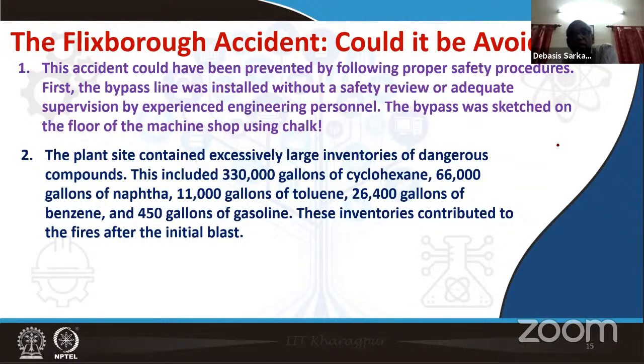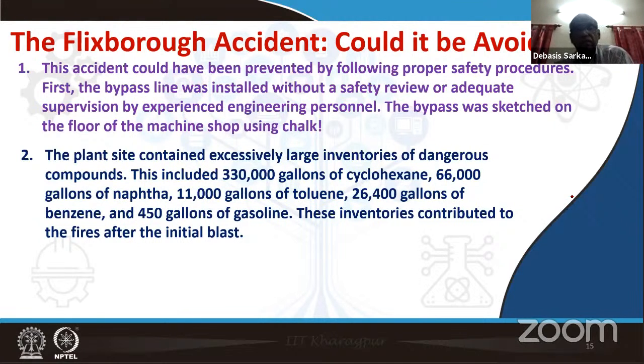The plant site contained excessively large inventories of dangerous compounds. You have also seen this problem with the Bhopal gas tragedy. A large amount of dangerous inventory should always be avoided. At the Flixborough site, they stored 330,000 gallons of cyclohexane, 66,000 gallons of naphtha, 11,000 gallons of toluene, 26,400 gallons of benzene, and 450 gallons of gasoline.